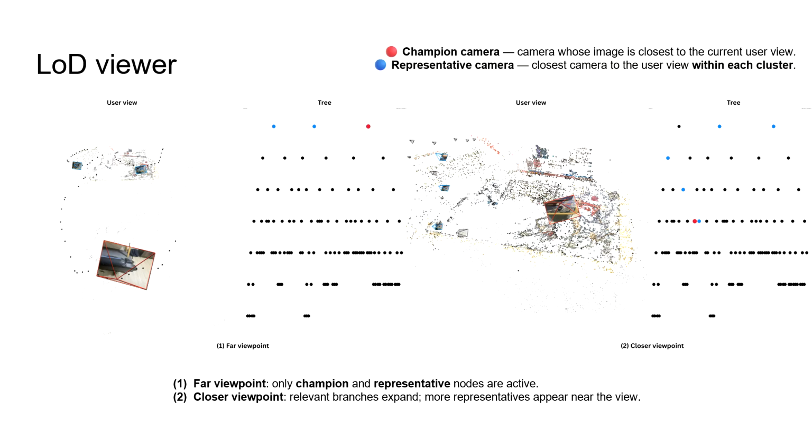As we move closer, distant groups collapse while nearby groups expand, revealing more cameras. As we can see on the right, the refined view exposes deeper levels of the hierarchy and a denser set of cameras around the current viewpoint.